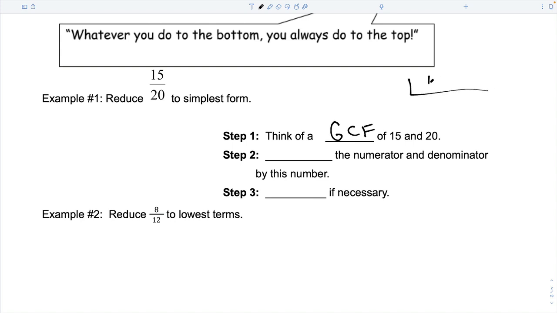Well, Mr. McAtee, it's almost like you planned the lessons to go in line with each other, because now I know how to find the GCF.